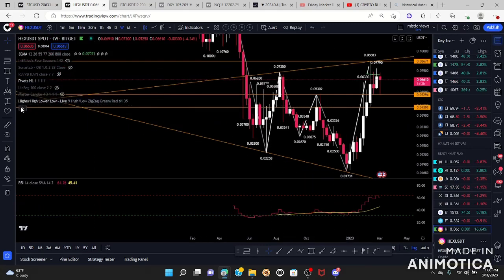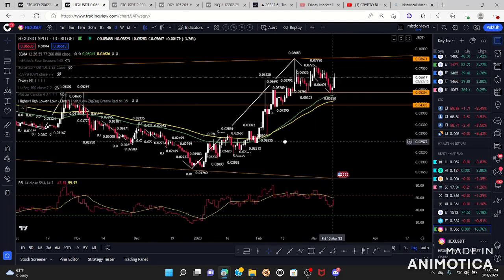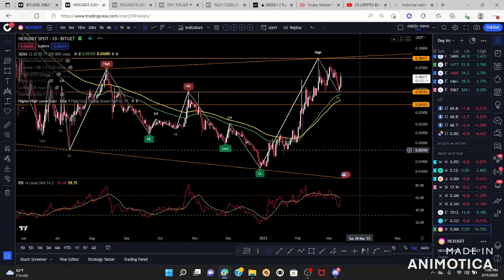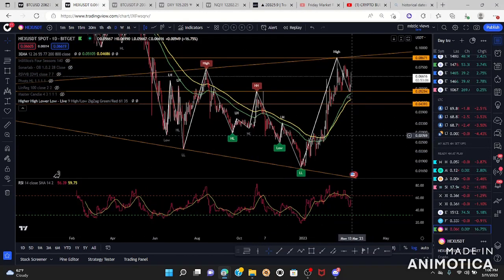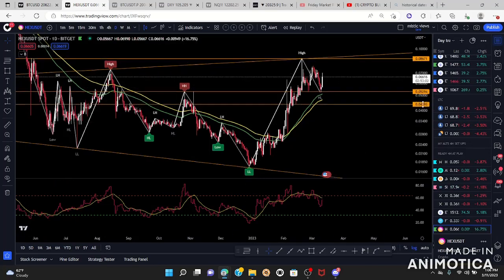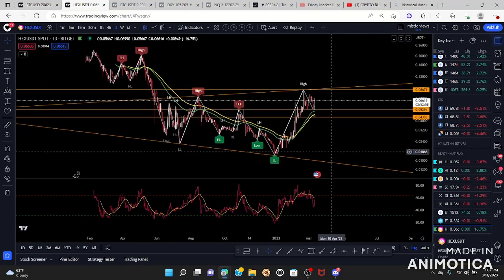Okay, let's move on to our daily. So within our daily, we can see our EMAs here. We're in a bullish trend, as you can see. Price action is above the 12 26 EMAs.